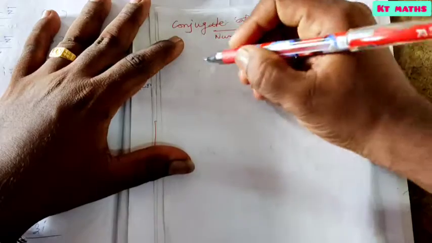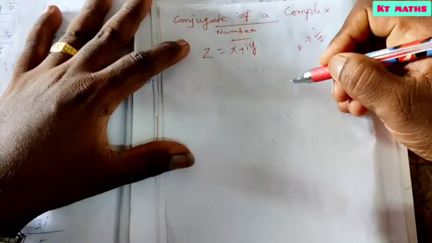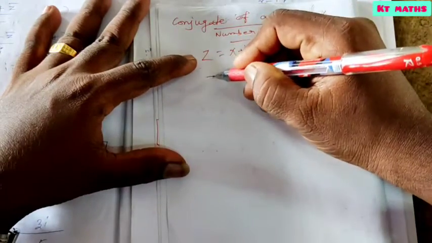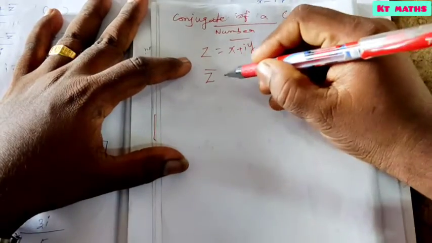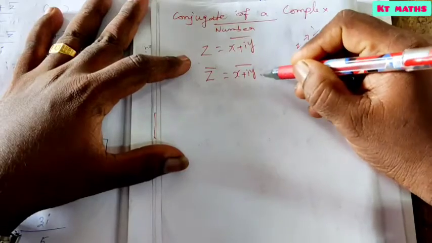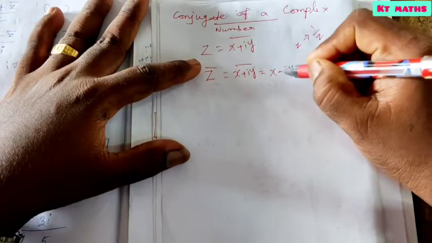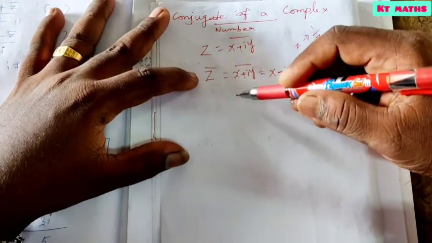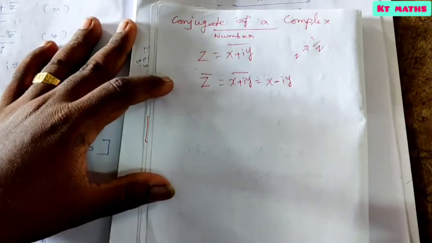So if z equal to x plus iy is the complex number, then the conjugate of the complex number z is denoted by z bar, which is equal to x plus iy the whole bar, which can be written as x minus iy. So the conjugate of a complex number z is z bar, that is x plus iy the whole bar, which is equal to x minus iy.